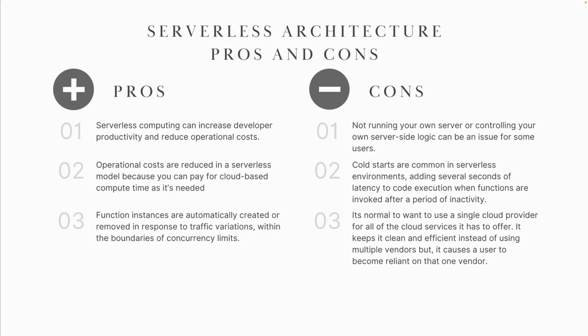So function instances are automatically created or removed in response to traffic variations, right? Within the boundaries of the concurrency limits. Say for instance you have, and it's not only for functions, it can be databases, it can be anything really. I talked about that during my load balancer video, where I talked about how there's software that can check whether the traffic is too much or too little, right? If traffic is too much, your applications will scale up. If your traffic is less than usual, then it will scale down. So you're really only using instances and resources based on your traffic needs.